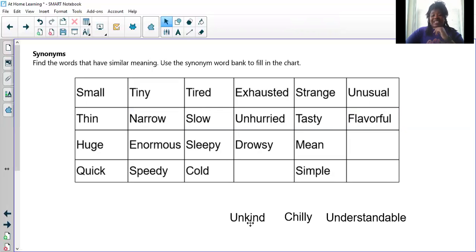The next word is unkind. When somebody is unkind, remember this is also a word using a prefix. Remember that un means not. So this is saying not kind. So if they're not kind, they are mean.